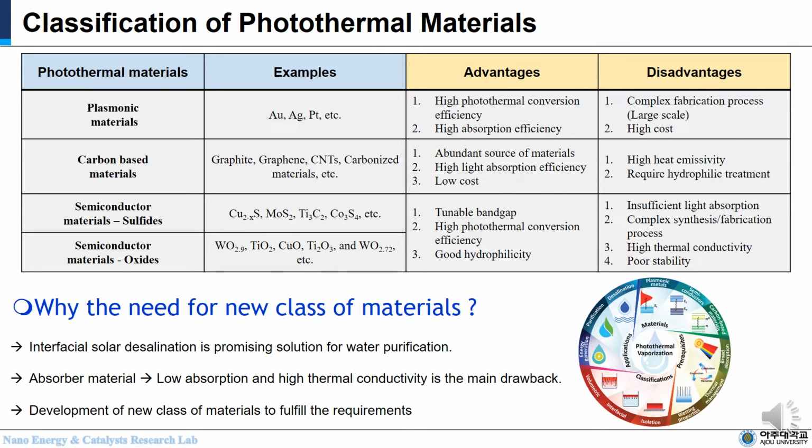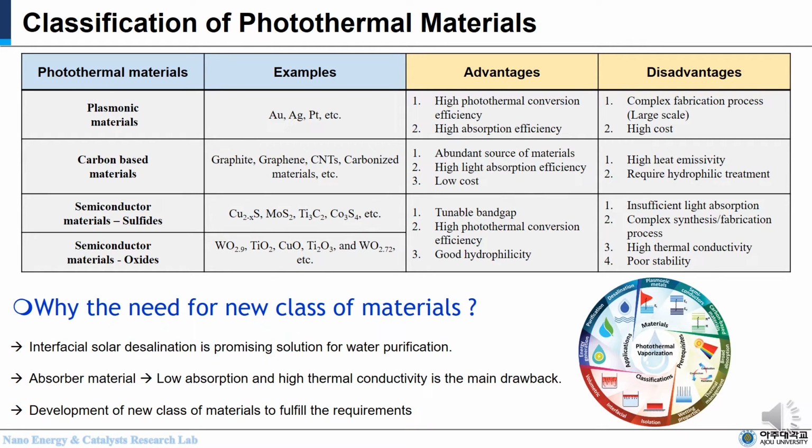Why do we need a new class of materials for solar desalination? Currently, interfacial solar desalination or solar thermal desalination has been considered a promising solution for wastewater treatment and water purification. Here, the photothermal absorber material, as we discussed previously, enables solar light absorption, photon to thermal energy conversion, and water evaporation. So this plays a crucial role.